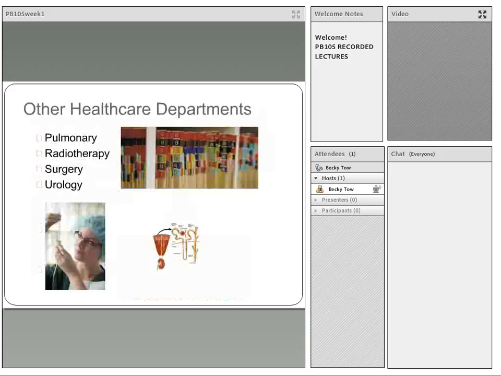Here are some more, knowing pulmonary, radiology, surgery, and urology. They have different roles in healthcare and different things they do.